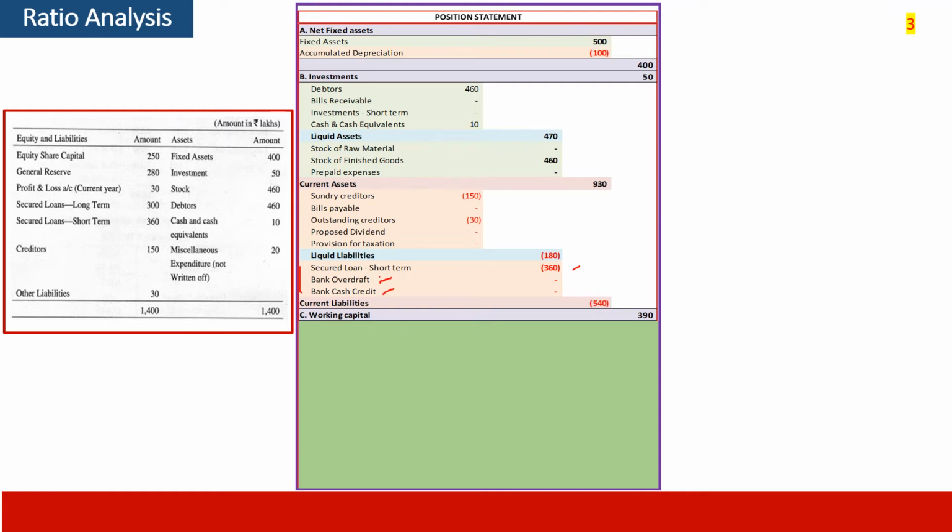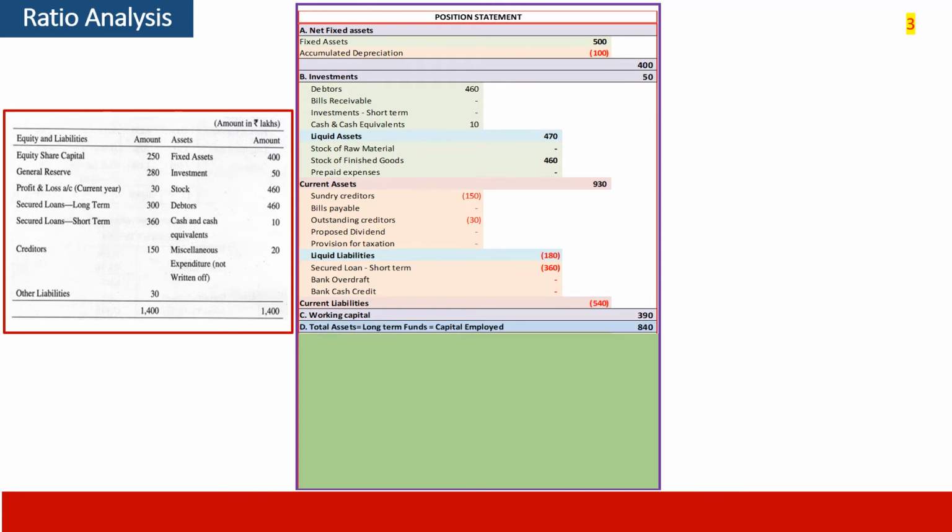Why bank overdraft and bank cash credit? They are repayable on demand. They can be withdrawn at any point in time. Same is the case with a very short-term secured loan. If you take these three, balance is liquid liabilities, and total you end up with liquid liabilities plus this is 540 as current liability. Current assets minus current liabilities is working capital. Our working capital is 930 minus 540, 390. Thus we have got net fixed assets, investments, and item number C is working capital.